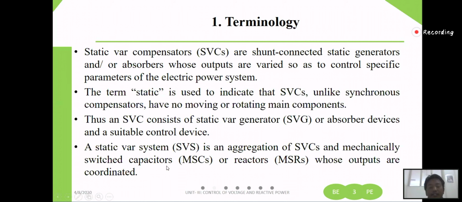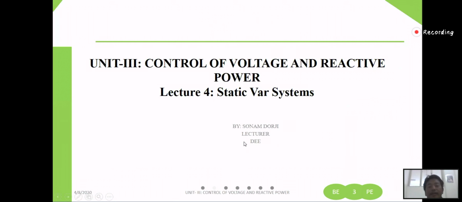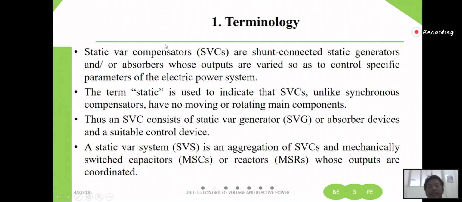And mechanically switched capacitor, okay, that will come as MSC, or reactor will come as MSR, mechanically switched reactors, and another one is mechanical, whose outputs are coordinated. These are the basic terminology which we will use in static VAR systems, SPCs. Under SPCs we learn further.